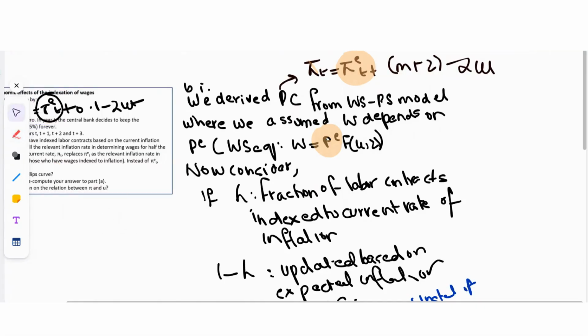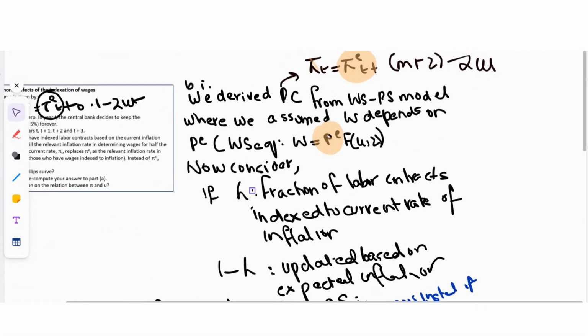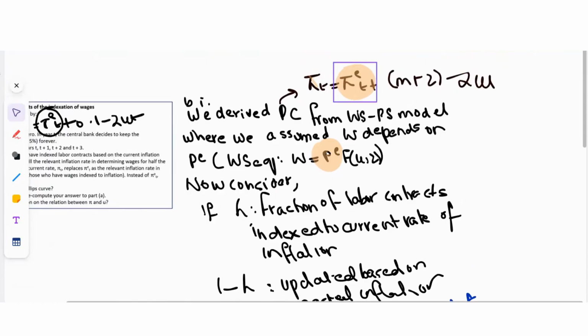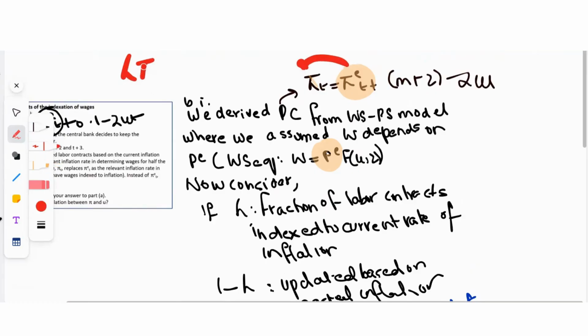Now, keep in mind that when you derive the PC equation, you have expected inflation because in the WS equation we are assuming the wages are set based on expected price level, and hence expected inflation becomes relevant. But now we're saying that instead of all wages being set based on expected prices, lambda is the fraction of labor contracts indexed to current rate of inflation and 1 minus lambda based on expected inflation. So pi et gets replaced by lambda pi t plus 1 minus lambda pi et when you have wage indexation.